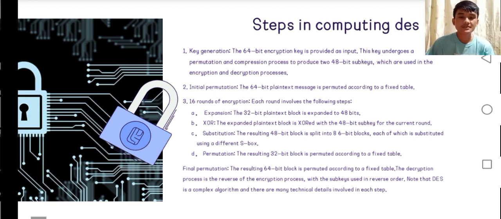Number 4. Final permutation. The resulting 64-bit block is permuted according to a fixed table. The decryption process is the reverse of the encryption process, with the subkeys used in reverse order. Note that this is a complex algorithm and there are many technical details involved in each step.